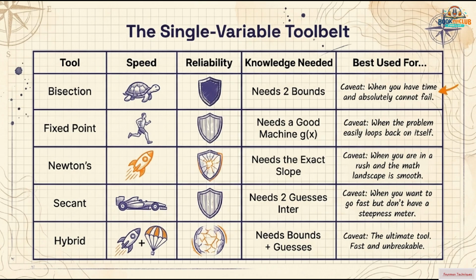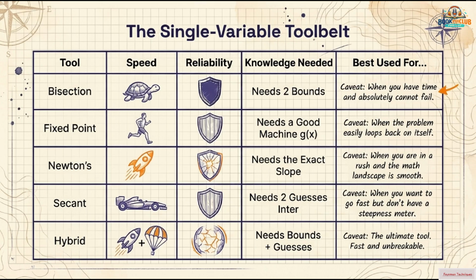Which brings us to slide 7, the single variable tool belt summary, our explorer's backpack. Right, let's review it. Bisection is the slow, reliable turtle. Fixed point is the steady runner. Newton's is the fast rocket. Secant is the race car. And the hybrid is the unbreakable tool, the rocket plus the parachute.